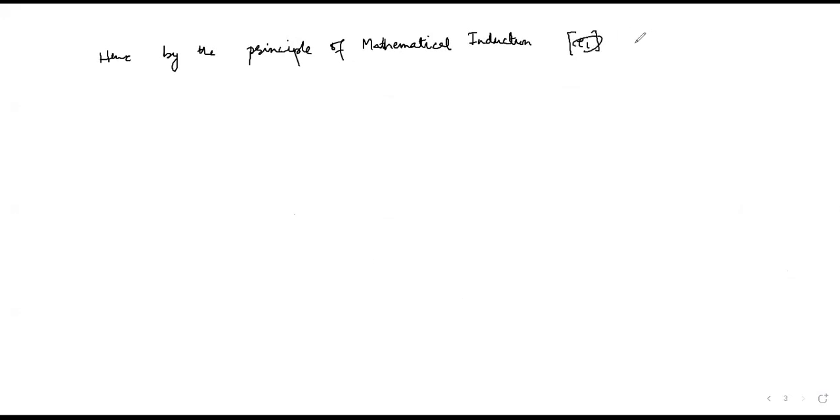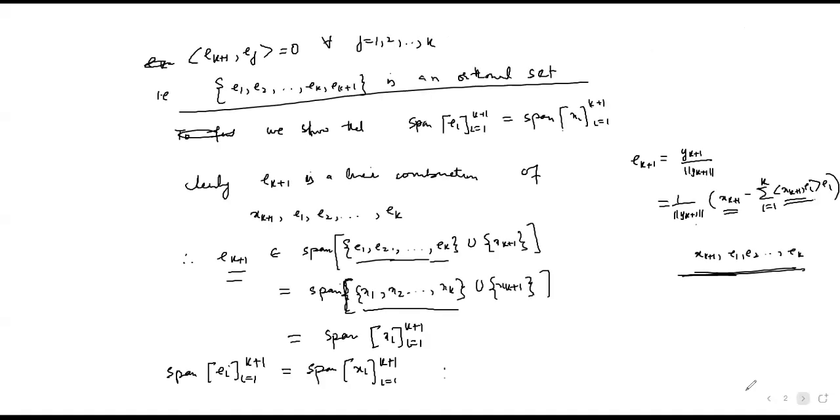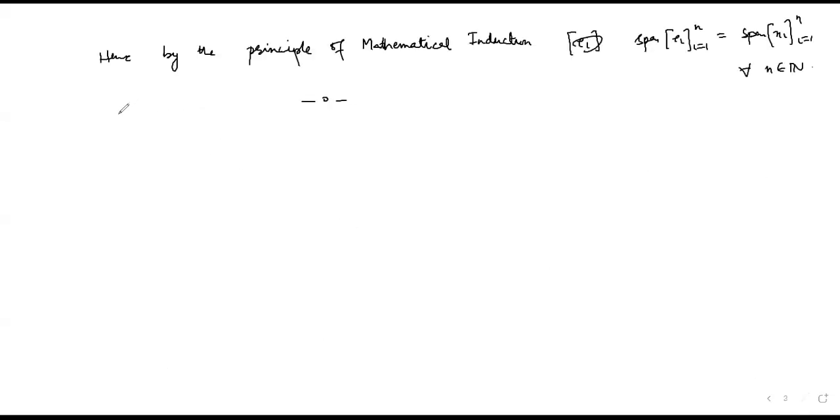span of ei, i runs from 1 to n, is equal to span of xi, i runs from 1 to n, for all n belonging to the set of natural numbers, or all n greater than or equal to 1. So that was simple. But it also gives a method: given a linearly independent set, how do we find an orthonormal set which has the same span as the given linearly independent set, and they generate the same vector space?